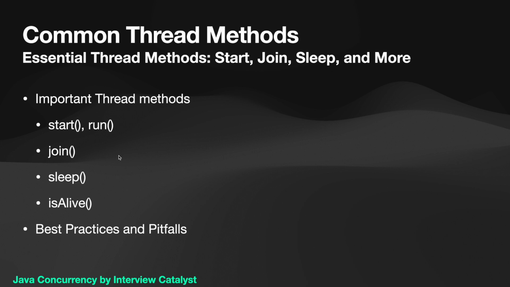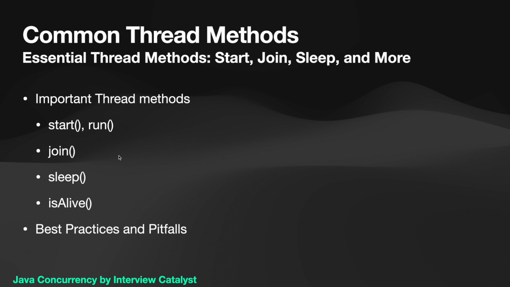The start method is used to begin the execution of a thread. When you call start, the thread enters the runnable state and the JVM schedules it for execution. For example, when you instantiate a thread with new Thread and then call thread.start, it creates a new thread. It is important to note that start can only be called once on a thread. If you call start on an already started thread, it will throw an IllegalThreadStateException.